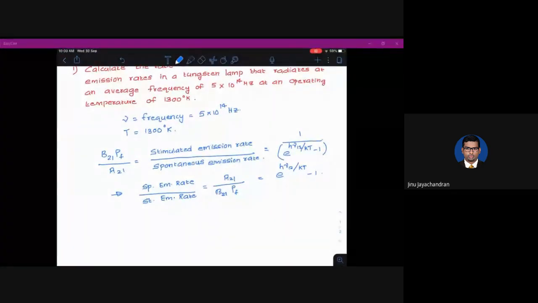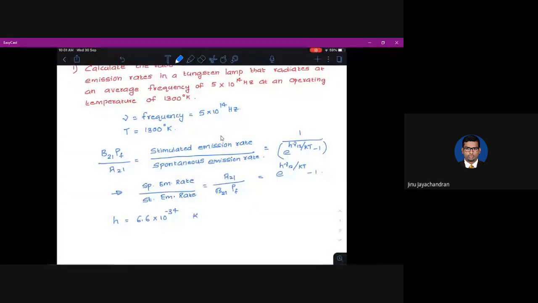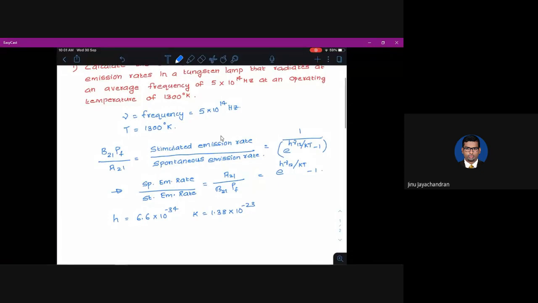You don't want to do any extra manipulation, because you know the values of everything. So h is the Planck's constant, which is 6.6 into 10 raised to minus 34. If you're using a calculator, you know where to find these constant values. k is the Boltzmann's constant, that is 1.38 into 10 raised to minus 23. Fine.